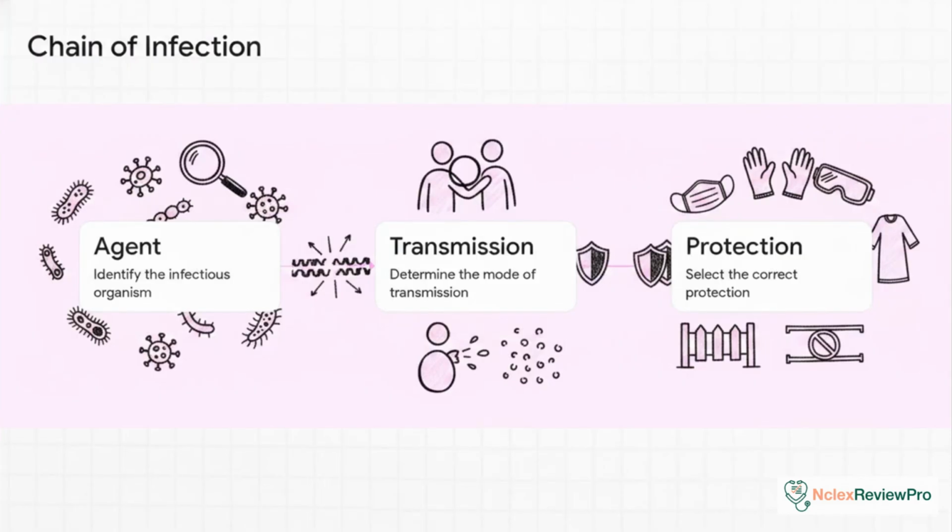Okay, breaking the chain of infection basically means you have to methodically follow 3 exact steps. Step 1, identify the organism. What exactly is the infectious agent we're dealing with? Step 2, determine its mode of transmission. Does it spread through direct touch? Is it riding on large respiratory droplets? Or is it floating around as tiny aerosolized particles? And finally, step 3, select the correct protection. Because look, if you know exactly how the pathogen travels from point A to point B, you know exactly which barriers you need to throw up to stop it dead in its tracks.